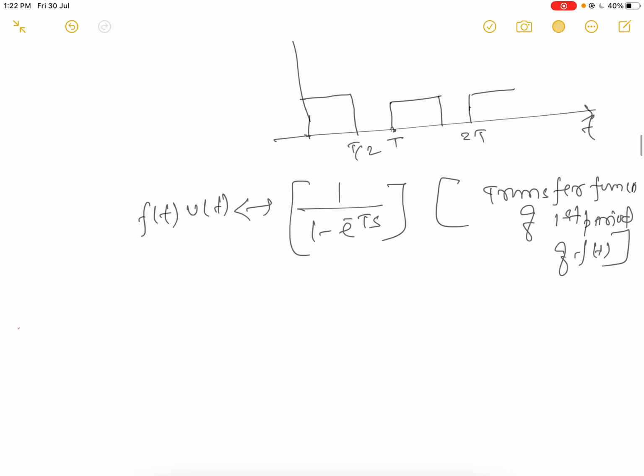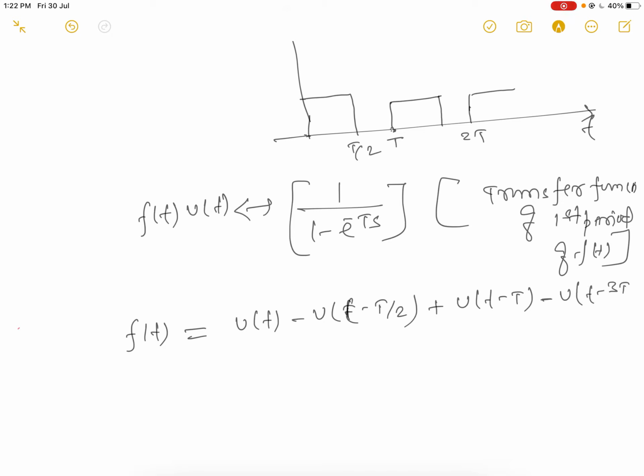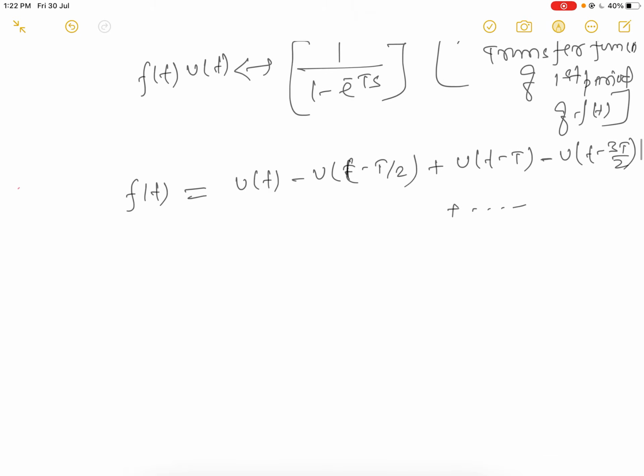How can we check it? Okay, what is the f(t)? f(t) is nothing but u(t) minus u(t minus T by 2), plus, when you check it, plus u(t minus T) minus u(t minus 3T by 2), like this way. Okay, take its Laplace.